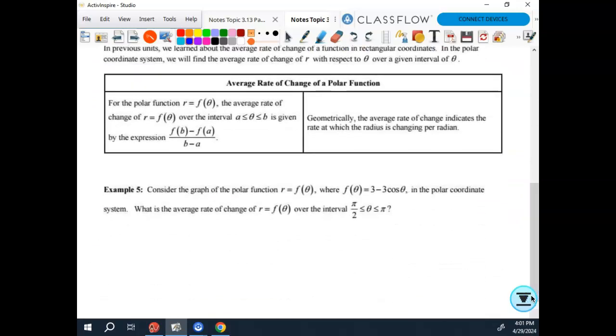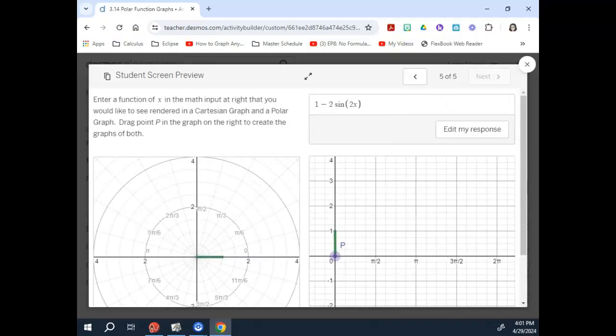Average rate of change. Oh, I was going to show you that one, I guess. Let me see if I have that. Did I do that one? Is that this one? 1 minus, yeah. Is that the one we just did? 1 minus 2 sine, yeah.